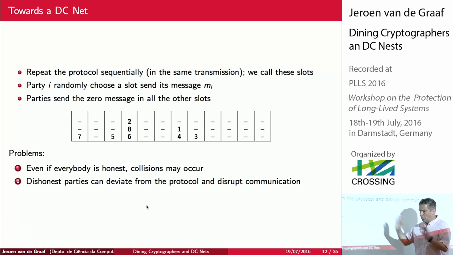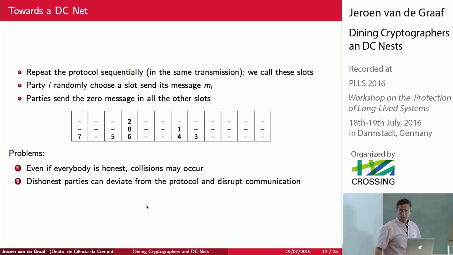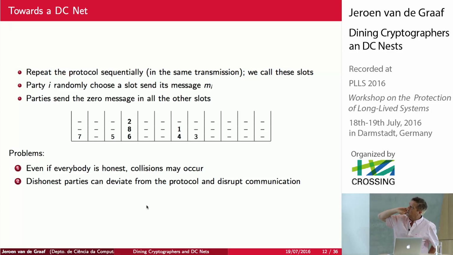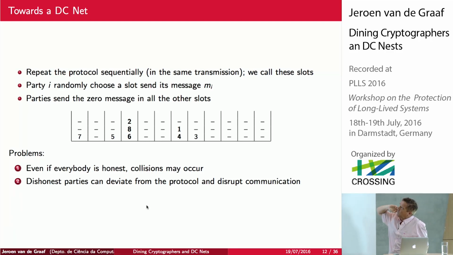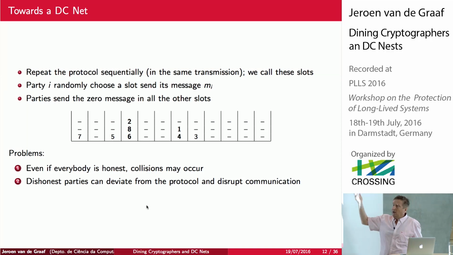So all the randomness is already resolved. What people will do is choose a slot and occupy a specific slot. Here we have 12 slots, 8 people. Nevertheless, the chances are high that we will have a collision. So this is the famous collision problem of dining cryptographers.